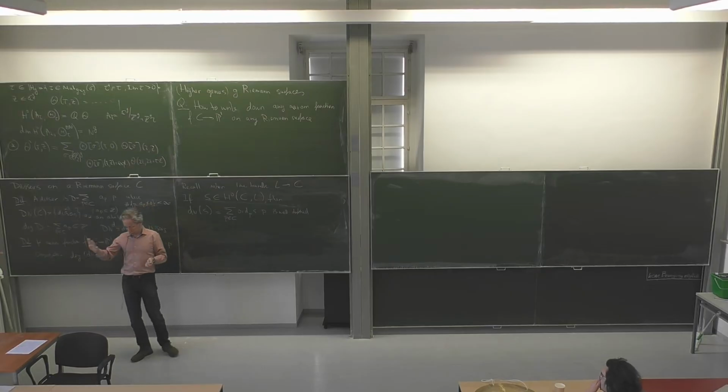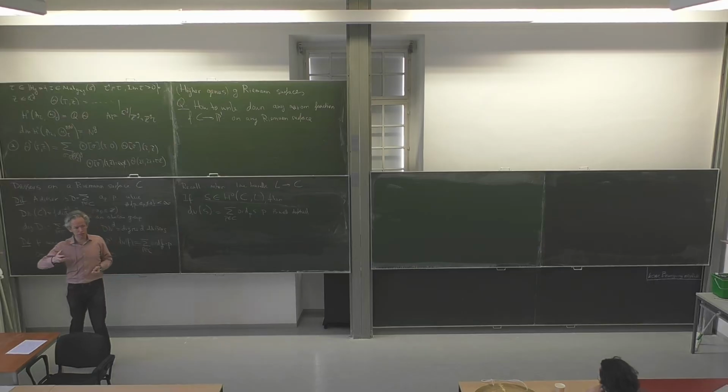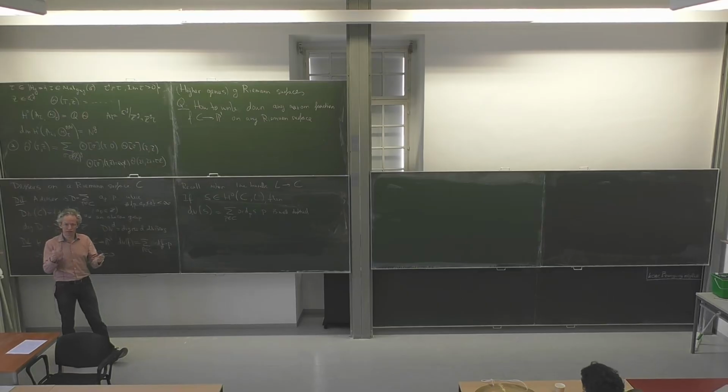The problem is I don't have global coordinates, so I may have to switch to a different coordinate. But the coordinate change is just multiplying by an element of C star. It doesn't vanish. The change of coordinates cannot vanish. It's a map to C star. So it doesn't change the vanishing order, right? If you have a function z squared and now your z has suddenly become 2 times w, the order of zero did not change, okay?